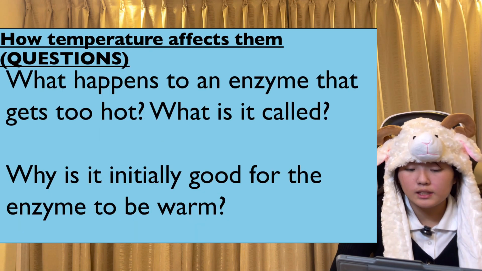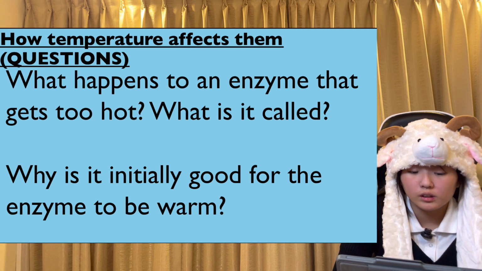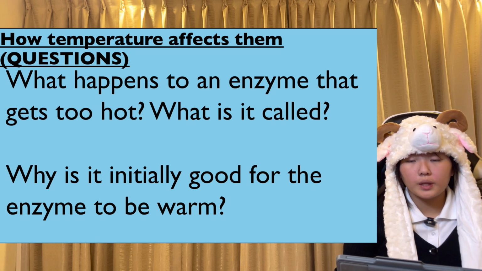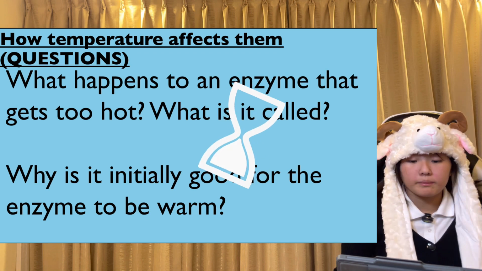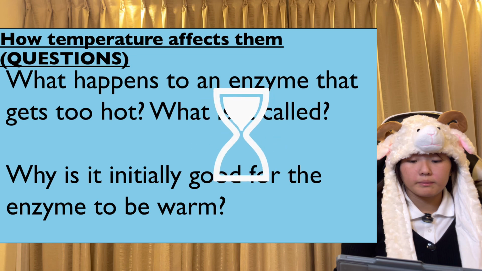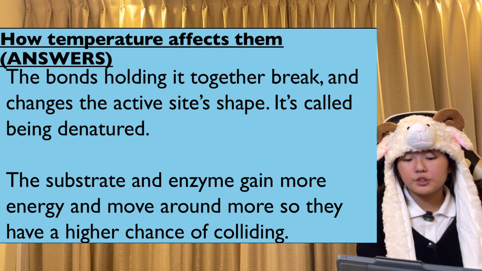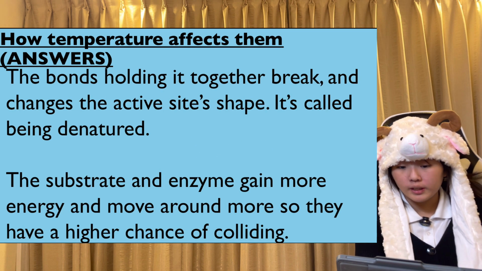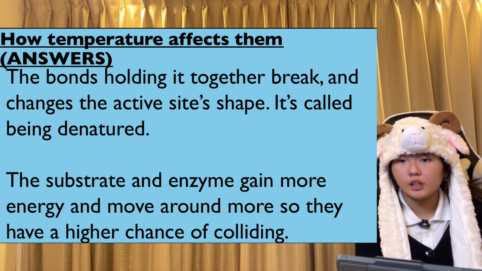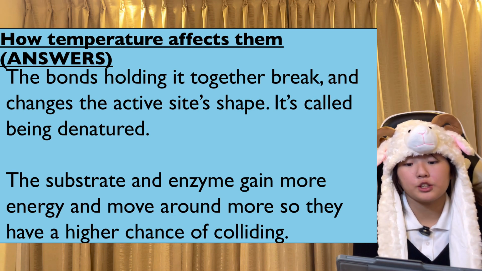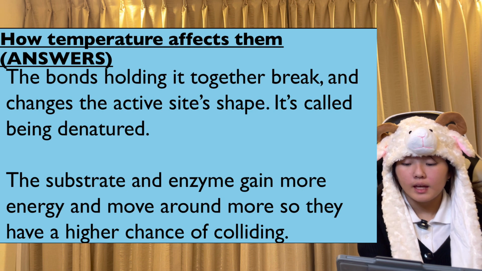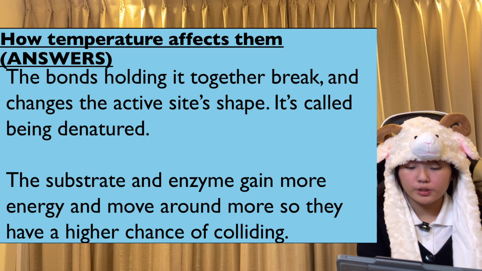What happens to an enzyme when it gets too hot? What's it called? Why is it initially good for the enzyme to be warm? The answers are, the bonds holding it together break, and this changes the active site's shape. It's called being denatured. The substrate and enzyme gain more energy and move around more, so they have a higher chance of colliding.